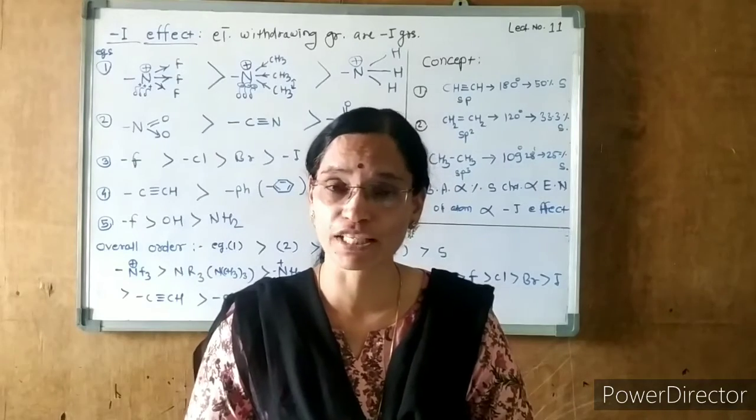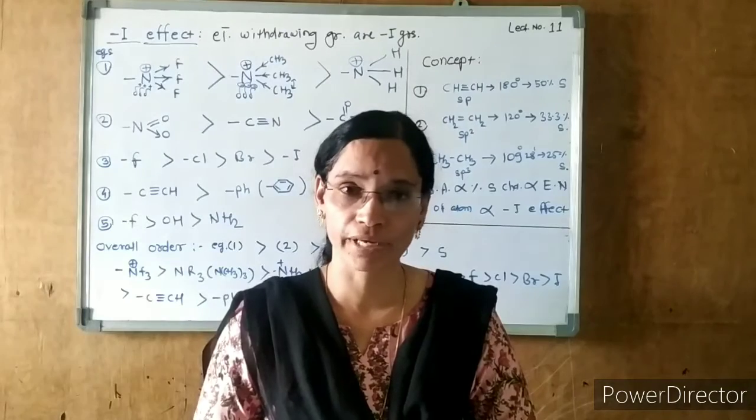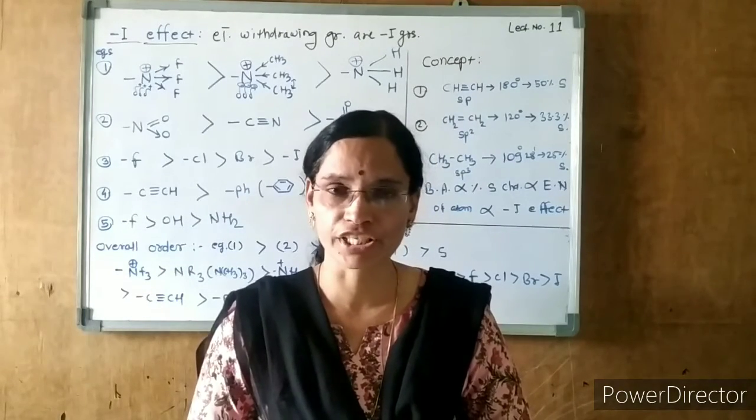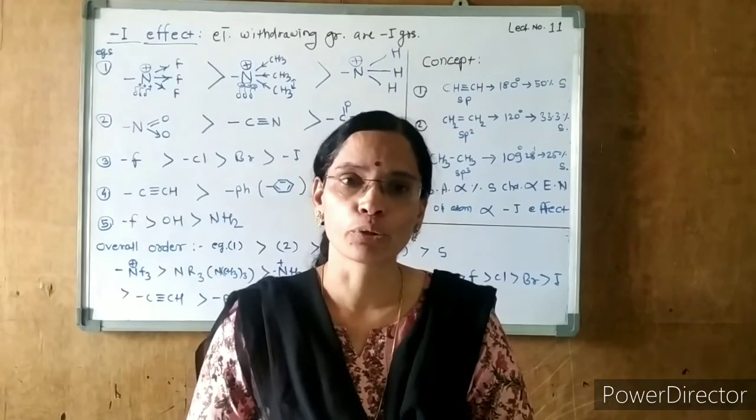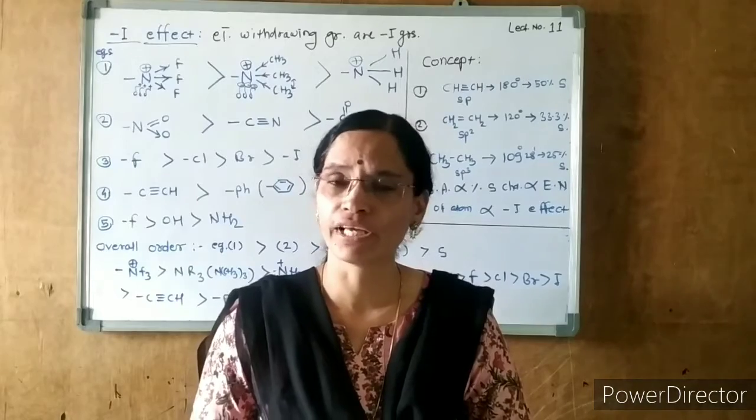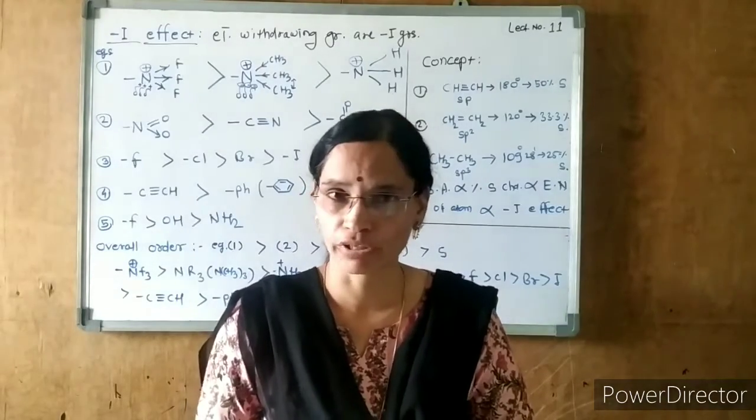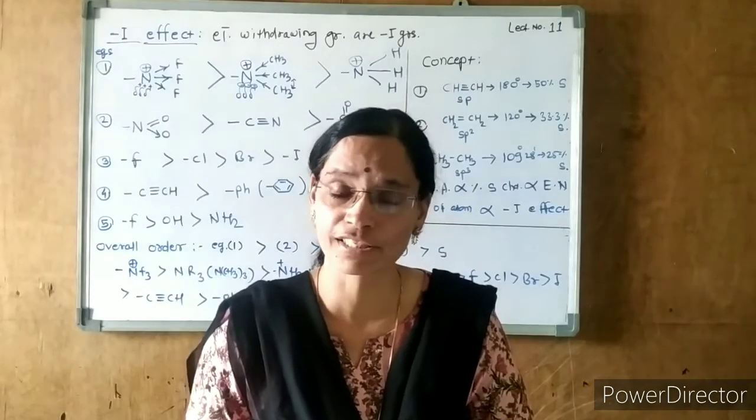the electron displacement effects. Number one is inductive effect, number two is mesomeric effect or resonance effect, number three is hyperconjugation, number four is electromeric effect, and fifth is inductomeric effect. Out of these, the first three effects are permanent effects and the last two are temporary effects that we discussed earlier in the previous video sessions, right?